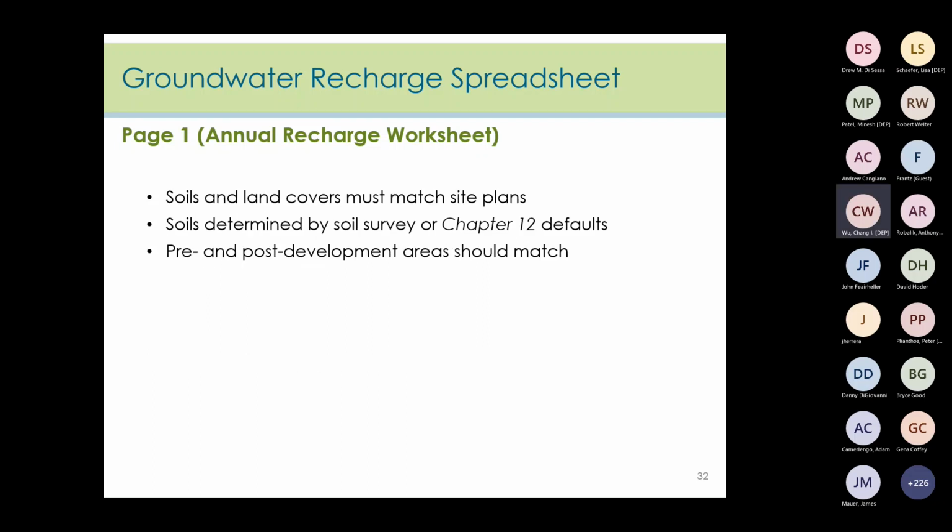And here are some inputs and reviewing the pre-input of the spreadsheet: the soil and the land cover must match the site plan. The soil can be determined from the Web Soil Survey, or you can use the Chapter 12 default. And the acreage of the pre and post development input in the spreadsheet's first page should match.